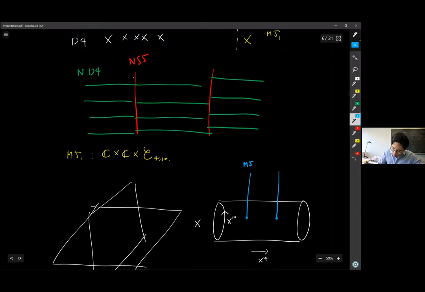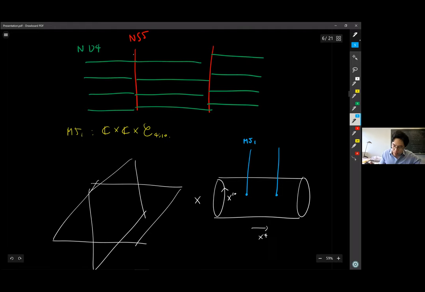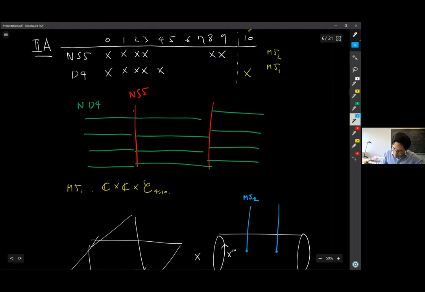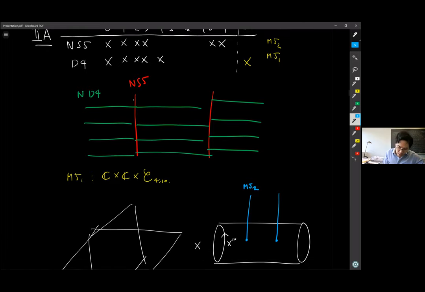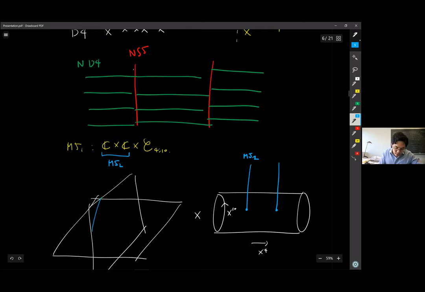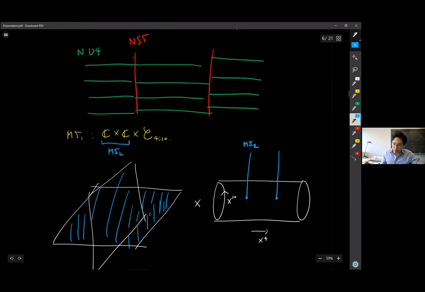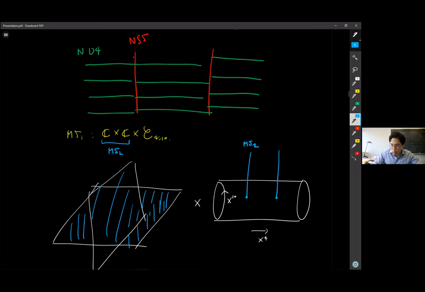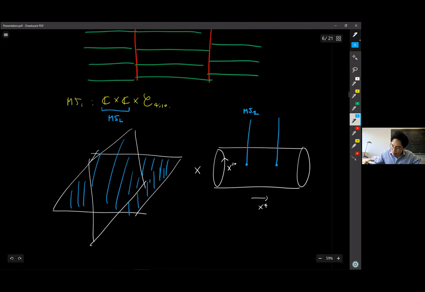So as you can see here, the worldvolume of M5-1 spans C times C times the cylinder C, in the x4 and x10 directions. And the M5-2 wraps the two complex planes, so it wraps the 4-dimensional worldvolume, and it's local in the cylinder C, x4 and x10. And you can easily recognize that this is precisely the Riemann surface C, the UV curve.